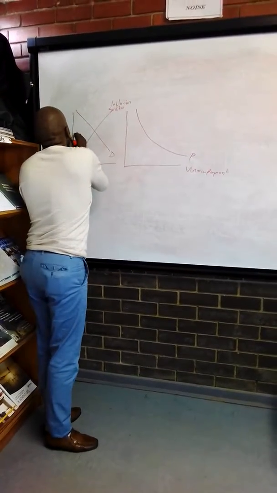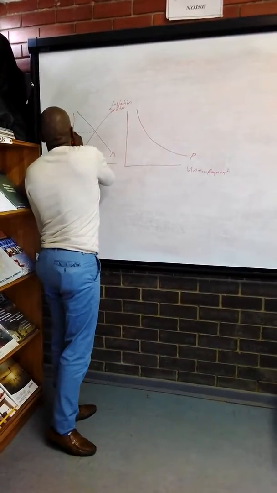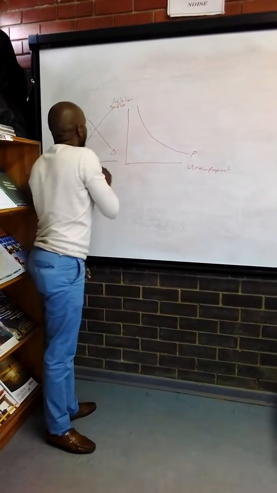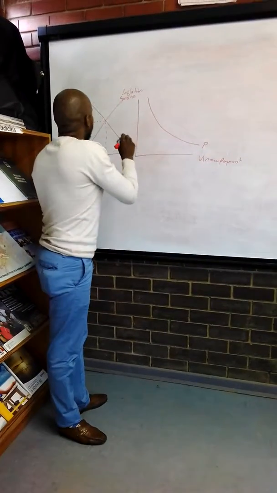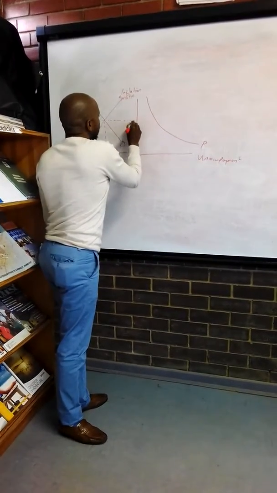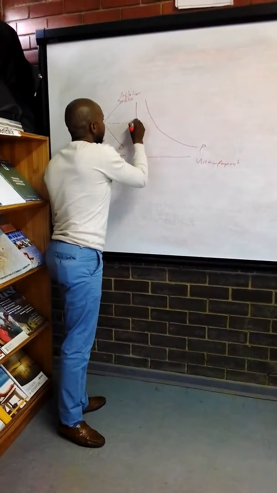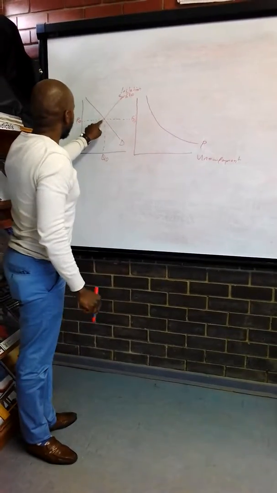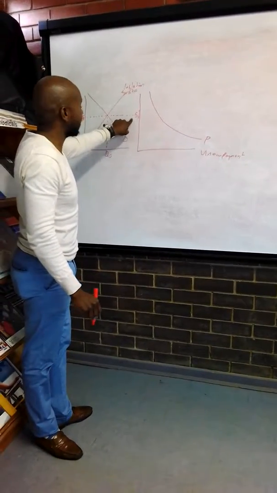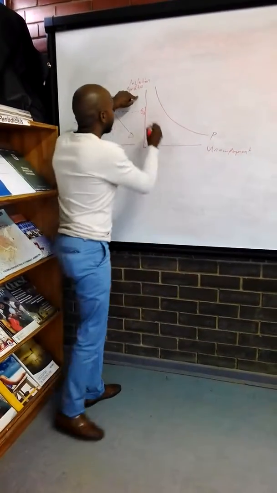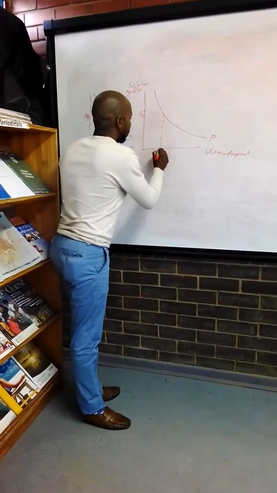If, for instance, the price at P naught and the quantity at Q naught equals to the inflation rate of, let's say it's 5%. At this point, at the price of 5, we've got a 5% inflation rate. And the unemployment rate, for instance, is, let's say it's 25.